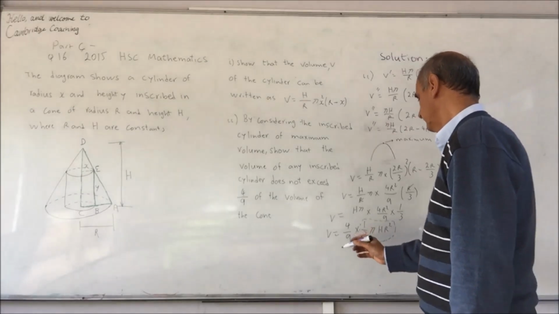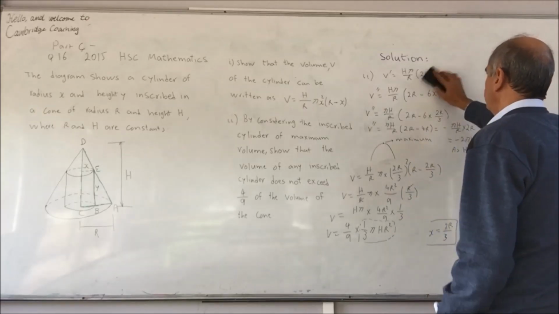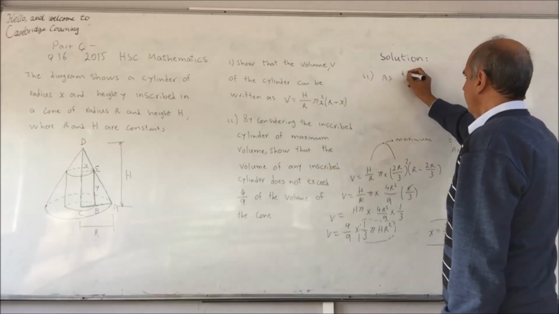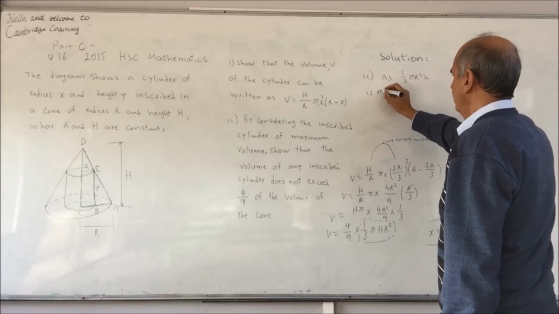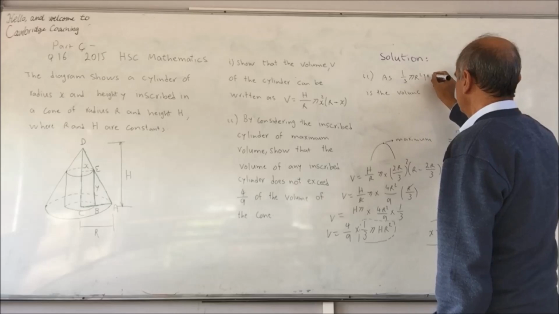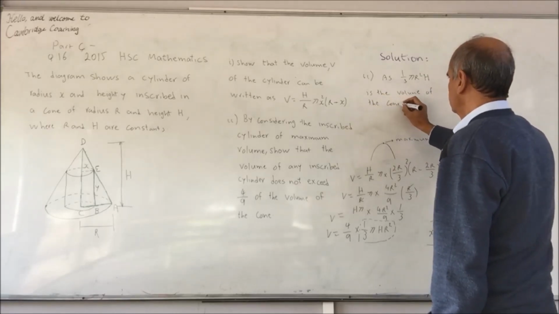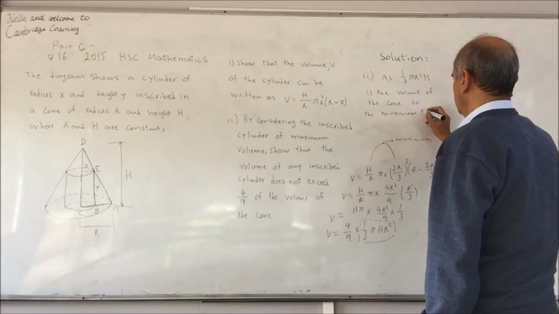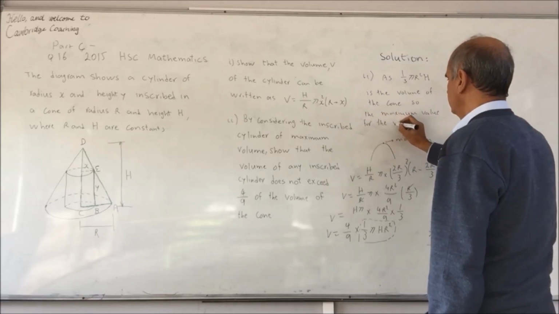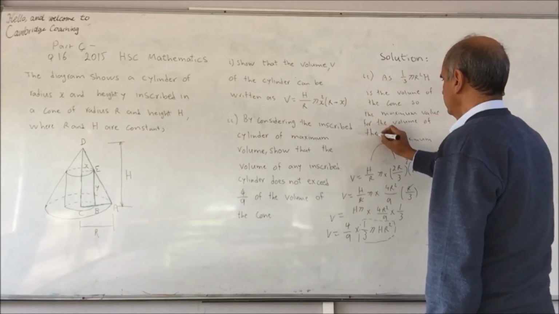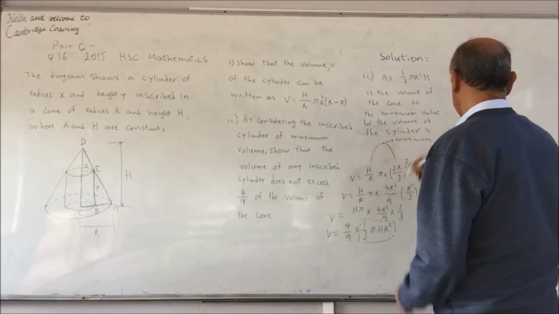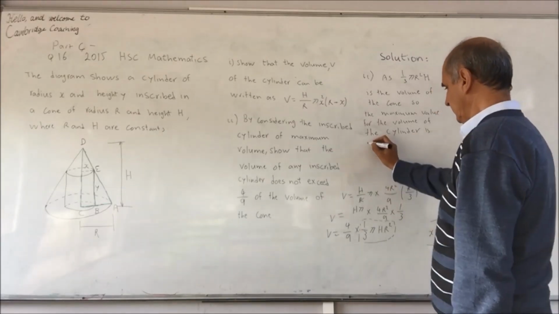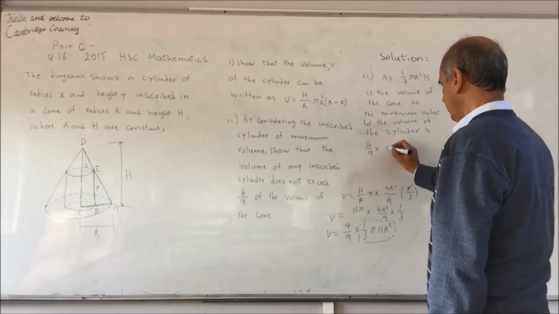So, as 1/3 pi r squared h is the volume of the cone, capital H, the volume of the cone, the maximum value for the volume of the cylinder is 4/9 of the volume of the cone.